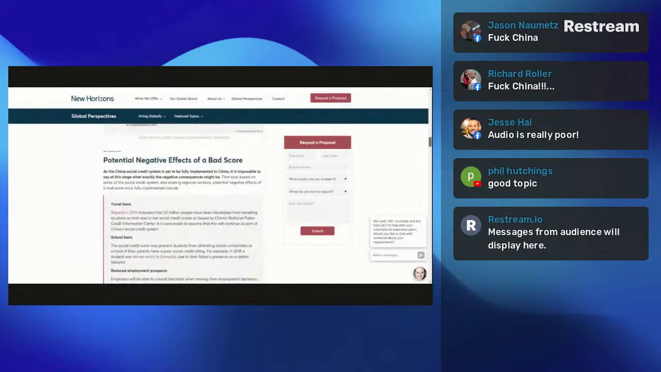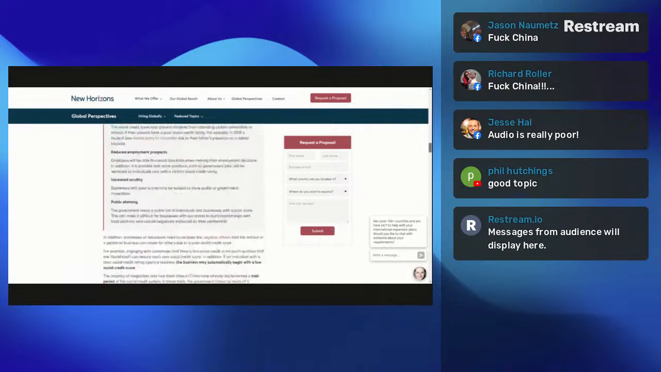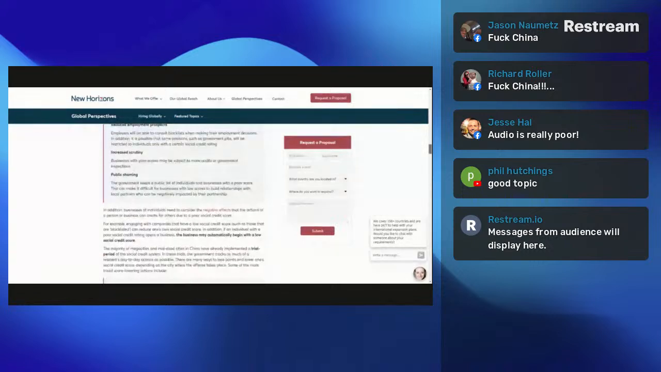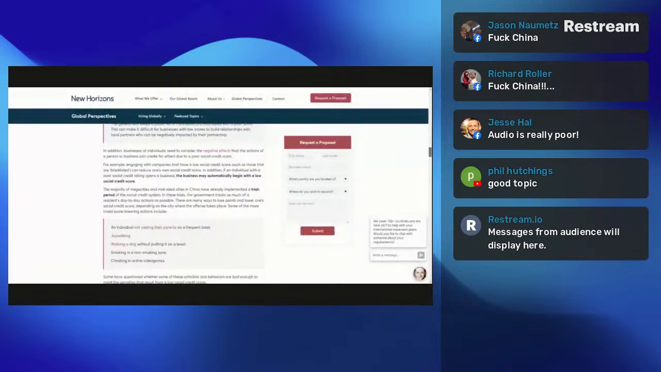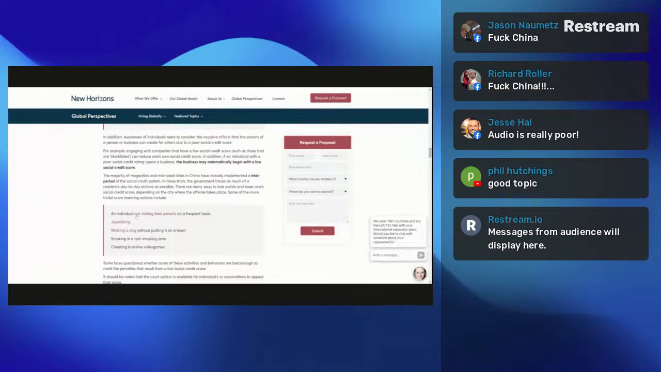Yeah, but it's actually going further. There's travel bans on people. There's school bans. There's reduced employment prospects. There's increased scrutiny. There's public shaming. What's the source of the information? Because there's quite a lot of propaganda coming out of the United States right now, because the U.S. and China are in the middle of a trade war. Yeah, fair enough. Hold on a sec here.